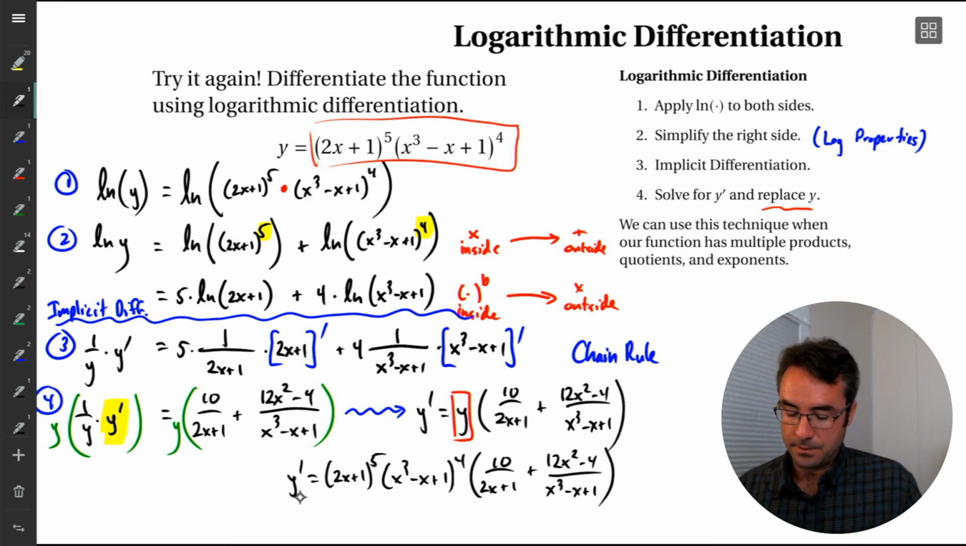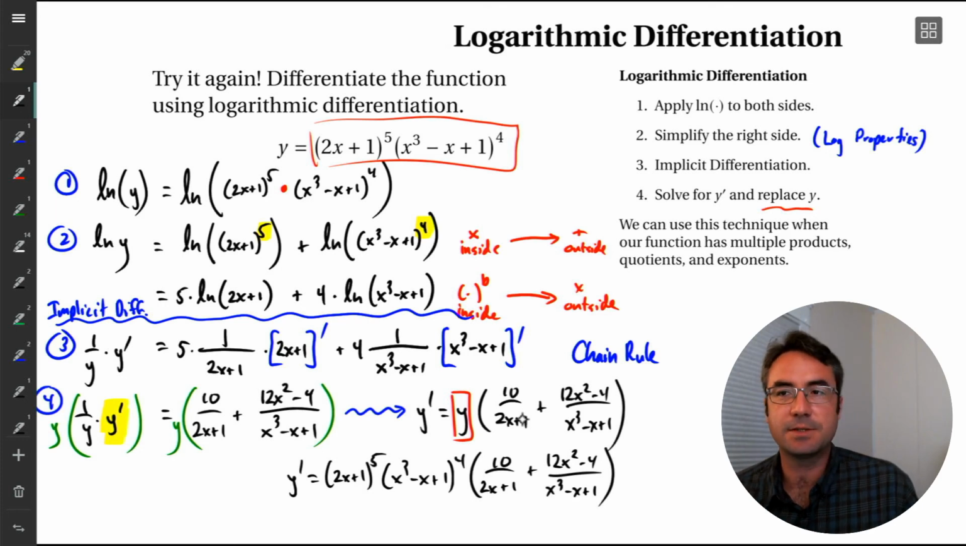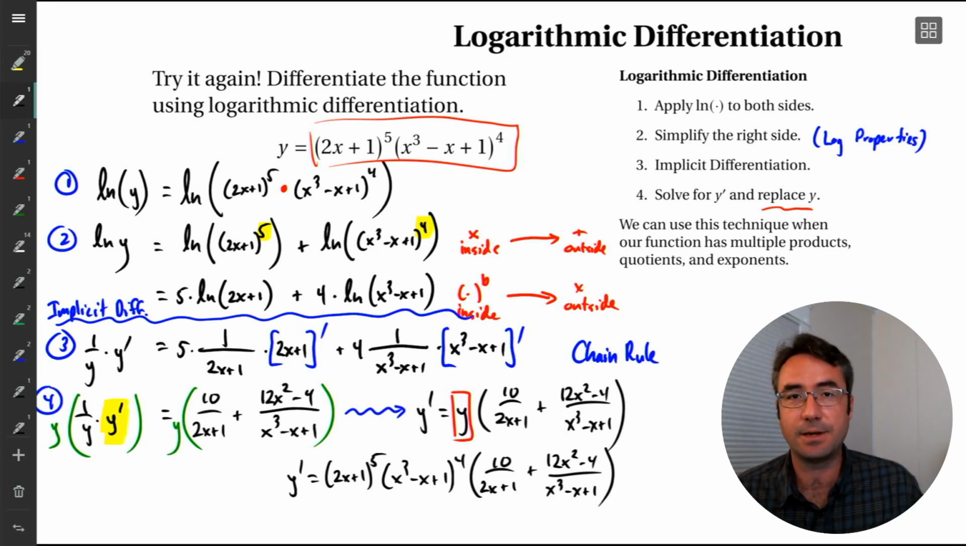So logarithmic differentiation, not only does it sometimes simplify the process, but the format of our answer also is sometimes a bit easier to work with if we were going to do more work beyond just calculating the derivative. All right, so we'll get to some more examples, but it's always a fun technique to try.